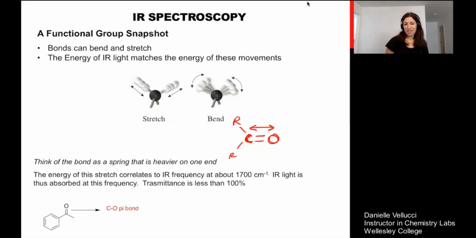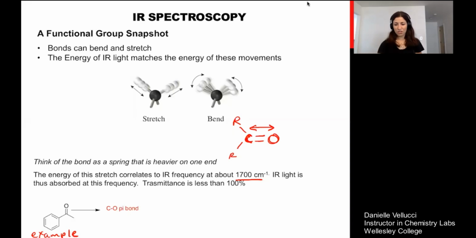If we were to take a sample of a molecule containing a ketone, such as this shown here, and we were to irradiate the sample with infrared light, we will observe an absorption of the light at the particular frequency around 1700. That is where we see the absorption of light in order to stretch the C=O bond.